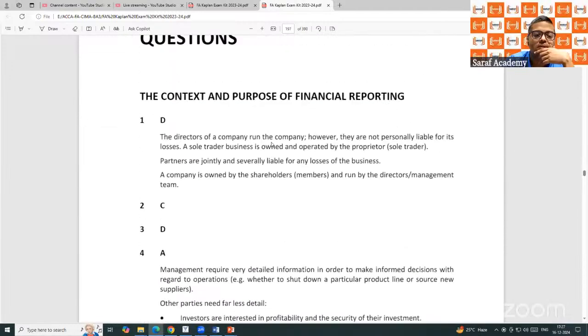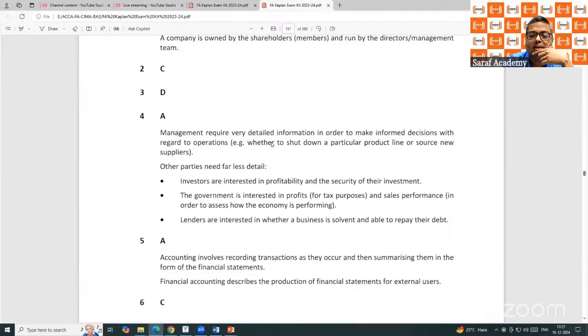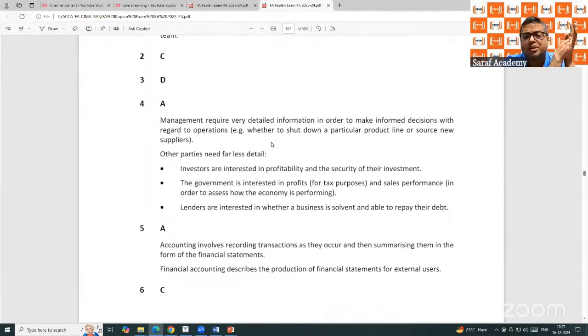Question four, answer A. Management require very detailed information in order to make informed decisions with regard to operations, whether to shut down a particular product line or source new suppliers. Other parties need far less detail. Investors are interested in profitability and security of their investment. Government is interested in profit for tax purposes and sales performance in order to assess how the economy is performing. Lenders are interested in whether a business is solvent.